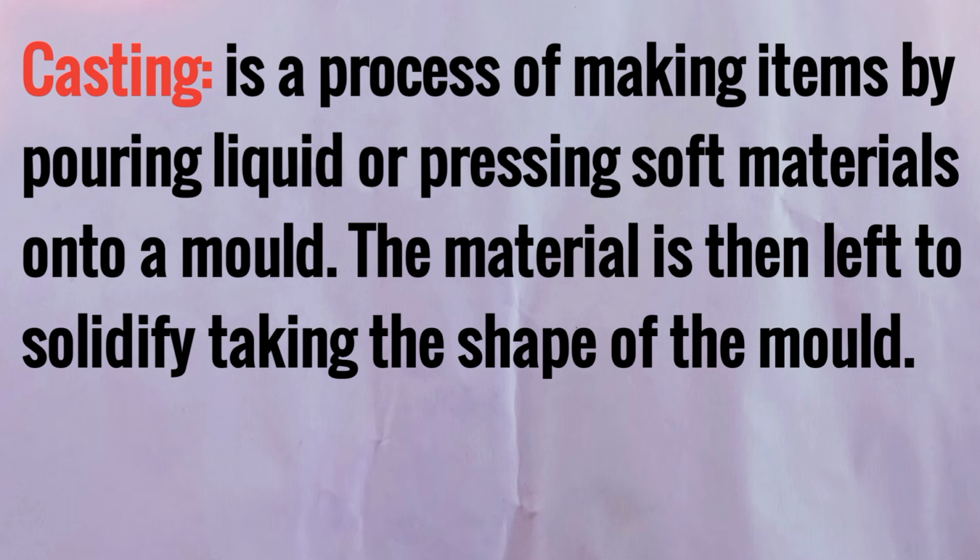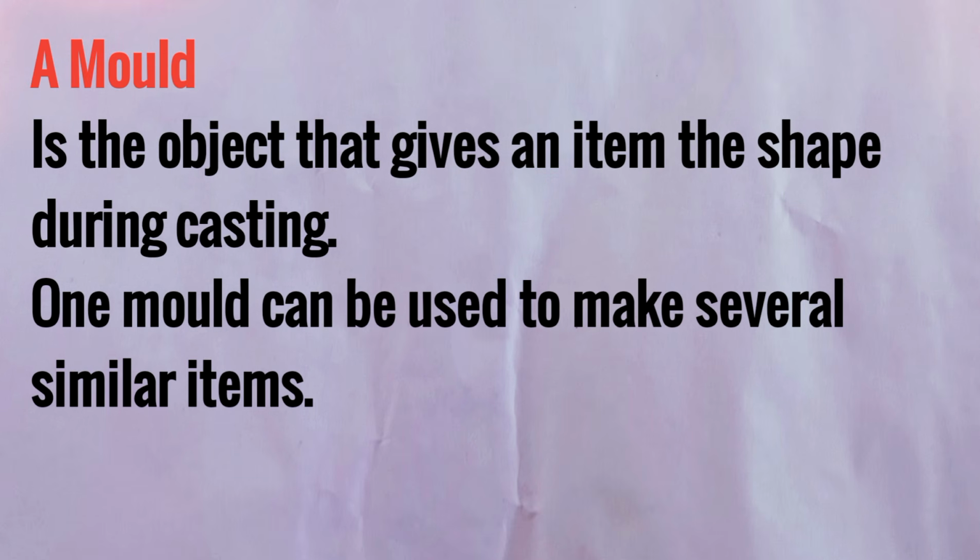And also we have another term called a mold. A mold is the object that gives an item its shape during casting. So the item that you will be using to cast the item that you need so that you can come up with that shape is the one that we are calling a mold. And one mold can be used to create several similar items, as many as possible. So those are the two terms that we are going to encounter in our lesson. It was good to go through the definitions so that when we meet them, we don't get confused.